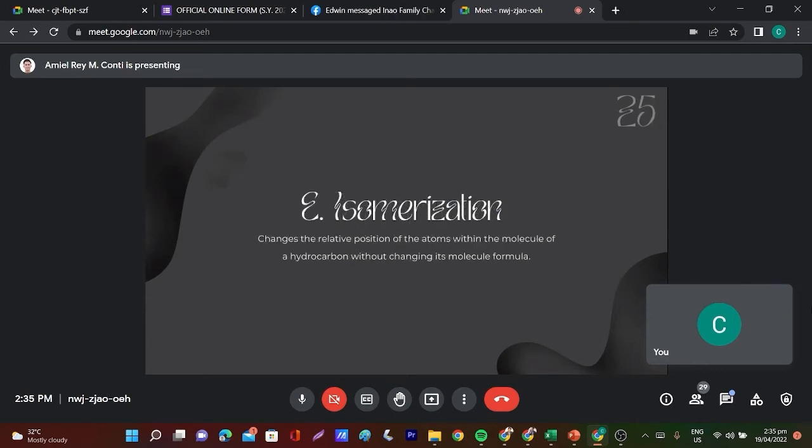Isomerization changes the relative position of the atoms within the molecule of a hydrocarbon without changing its molecular formula. Example is the conversion of butane to isobutane. It is done by heating the butane to 100 degrees Celsius with the presence of a catalyst.